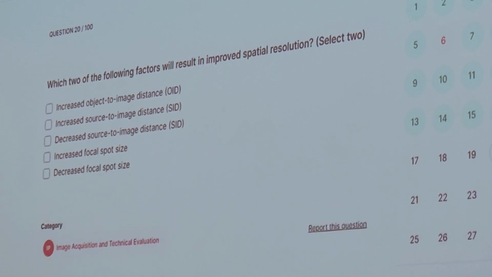Okay. Intensifier 2, that's plural. Let's skip that for now. All right, Cody, would you please. Which two of the following factors will result in improved spatial resolution?